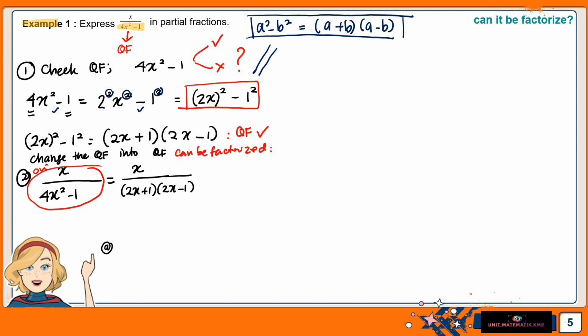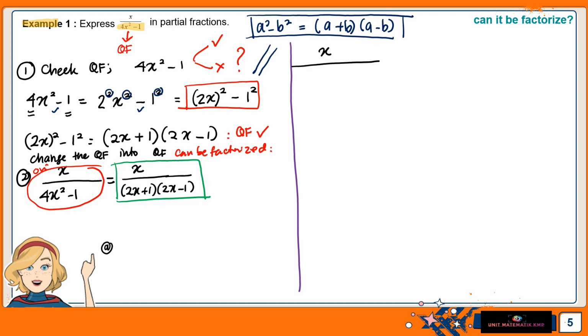Okay, so here the green box is what you have to start with for us to find the partial fractions. We just change the original equation into simplest form, so the quadratic factors in the denominator can be factorized at the end. Let's rewrite them. We don't need the original equation anymore, because we can't solve it until we change it into factors. So here our equation will change into x over (2x plus 1)(2x minus 1) equal to.